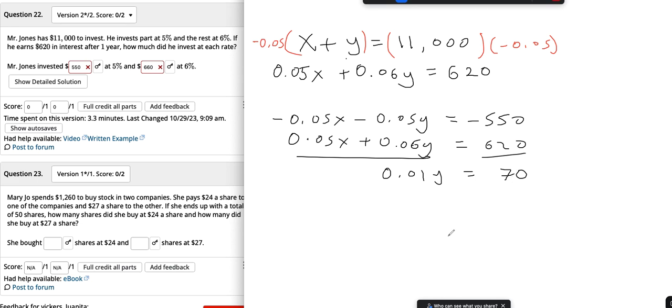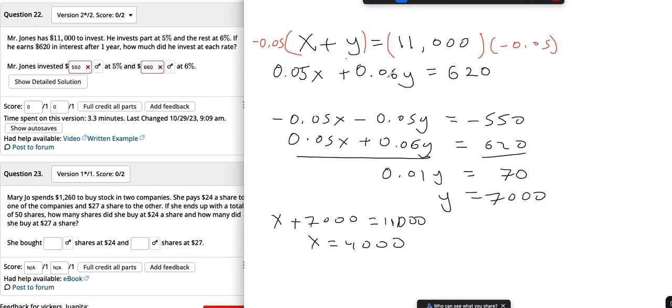When you divide that over, it's going to move the decimal two places, and y should be 7,000. I'm getting that by 70 divided by 0.01. So if he had 11,000 in the two accounts and he has 7,000 in that one, then that means x plus 7,000 equals 11,000. Subtracting that over, x has to be 4,000.